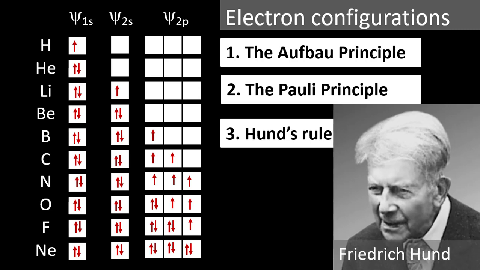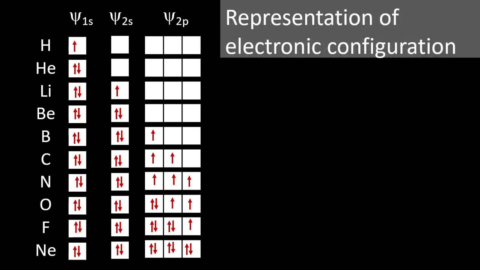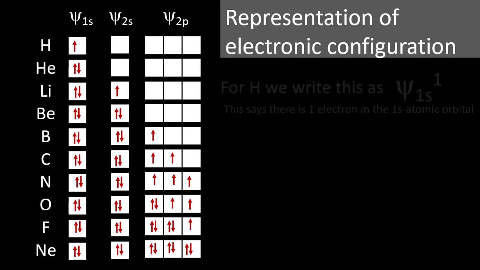While these boxes and arrows are a useful way to think about electronic configurations, they are not always easy to write or inherently explicit enough. So there are other ways to represent electronic configurations. We can write out the symbol for the wave function and add a superscripted number after the symbol to indicate how many electrons are in that orbital.